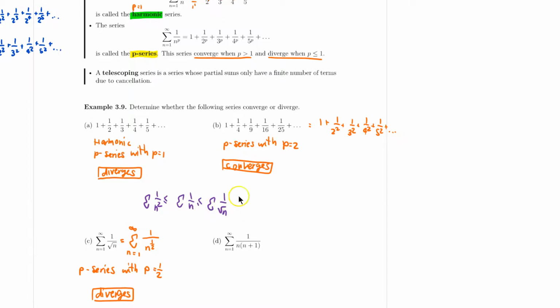And because this 1 over square root of n is even bigger than the sum of 1 over n, and this guy diverges already, this guy should also diverge as well. And that's what we found out here.